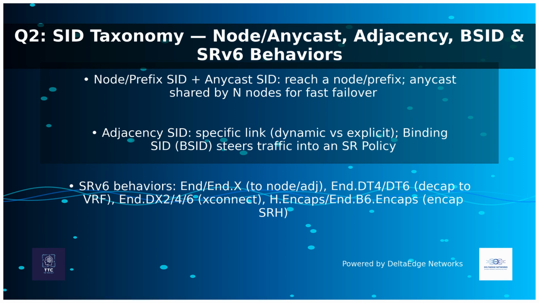Node or prefix SIDs reach a node or prefix. Anycast SIDs are shared across nodes for fast failover. Adjacency SIDs pin to a specific link, dynamic or explicitly allocated. Binding SIDs, BSIDs, steer traffic into an SR policy.